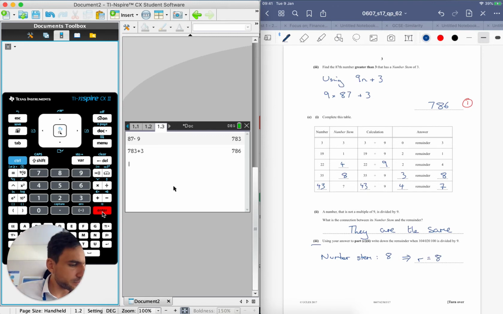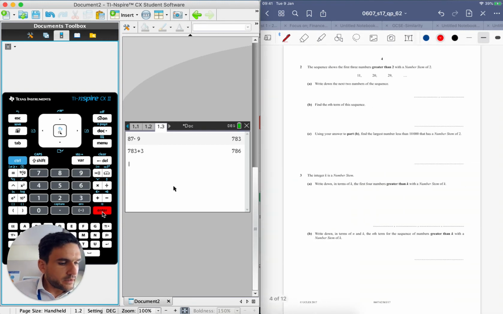Okay, let's just look at how marks are allocated. Okay, so yeah, looking back, this table, done correctly, is worth 2 marks, and there's some options on what you could have put here. 43 obviously works, but what we just needed was it had to be a number with a number stem of 7. So 2 marks for getting that correct. They are the same is worth 1 mark, and for getting 8, that's another mark here.